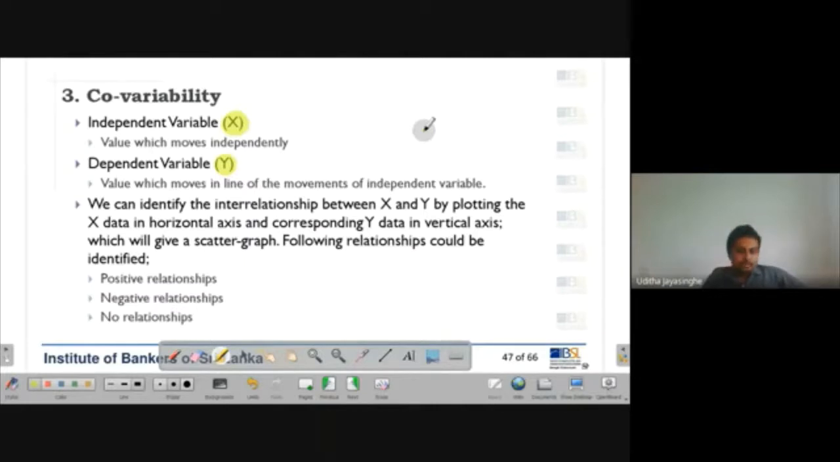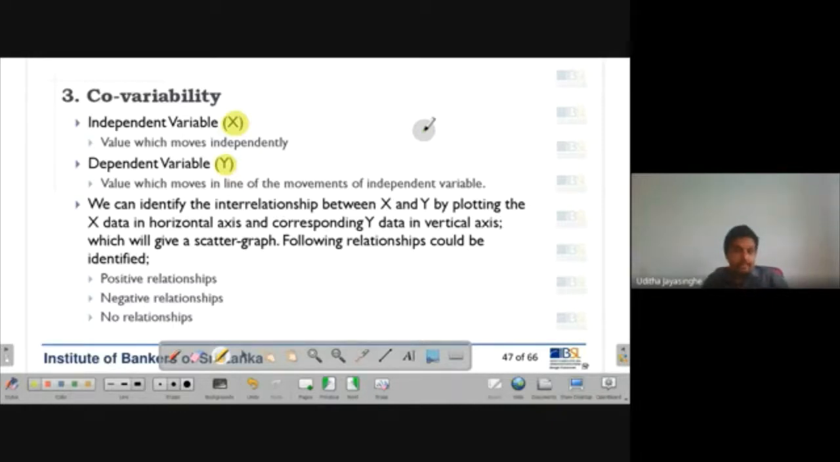The first variability indicator that we are going to learn is called covariability. Sahavichalatavi, if I'm not mistaken, in Sinhala. What's the broad idea? Covariability is about whether we can identify that the independent variable's movement has a positive, negative, or no relationship with the dependent variable.